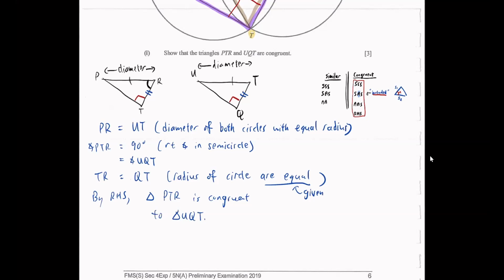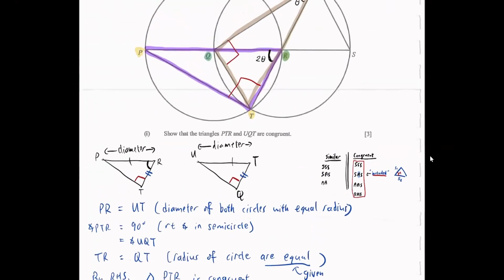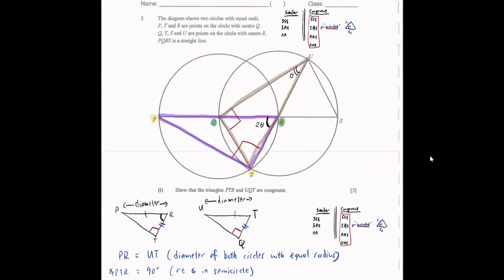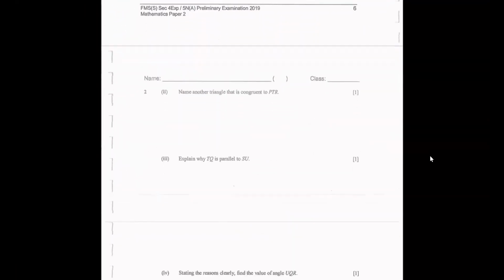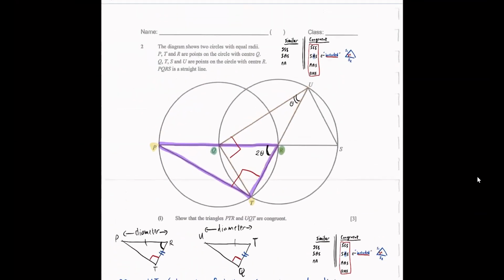Okay, good. Thanks. Any questions? No question. Okay, next question. Name another triangle that's congruent to PTR. Let's see. So PTR is which one? Maybe I'll just remove the highlight. It's a bit messy. This triangle. Can you see another congruent triangle? UQS. Yeah, UQS. There's another 90 degrees here.